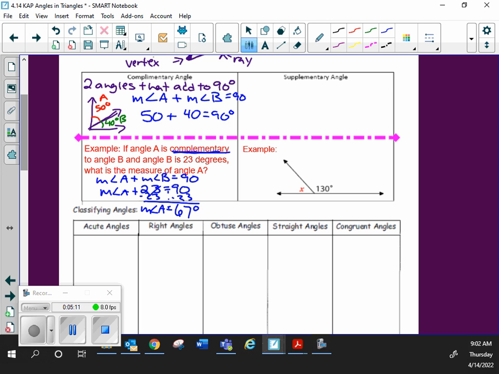Okay. Another special type of angles is supplementary. Everyone say that word. Supplementary. Instead of two angles that add up to 90, they are going to be two angles that add up to 180. Two angles that add to 180 degrees. Y'all know what a 180 degree line looks like? Flat. Okay, I like that.